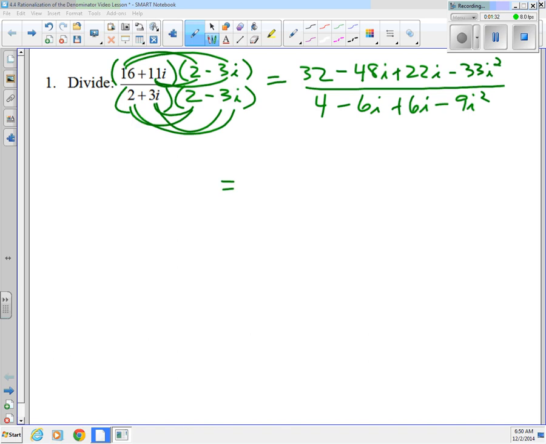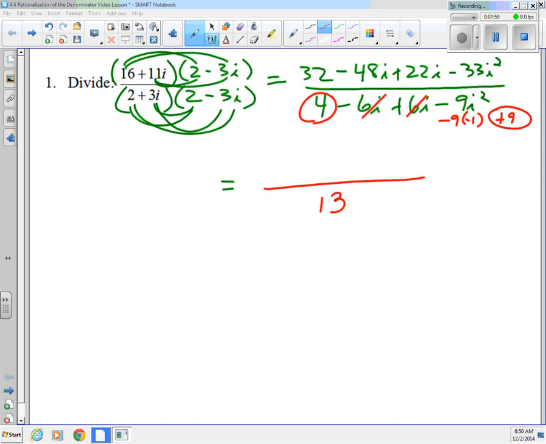The denominator becomes very nice because the middle two terms cancel. It's almost like having the difference of two perfect squares in a sense. If you were to multiply x minus 3 times x plus 3 out, you would get x squared minus 9. That's exactly what we have here. We have 4 and then minus 9i squared. Well, i squared is negative 1, so this is really negative 9 times negative 1, which becomes positive 9. So I have 4 plus 9, which is 13, for my denominator, which is fantastic.